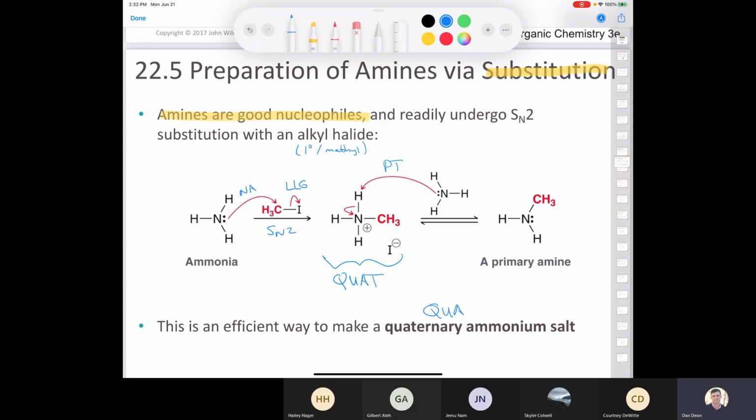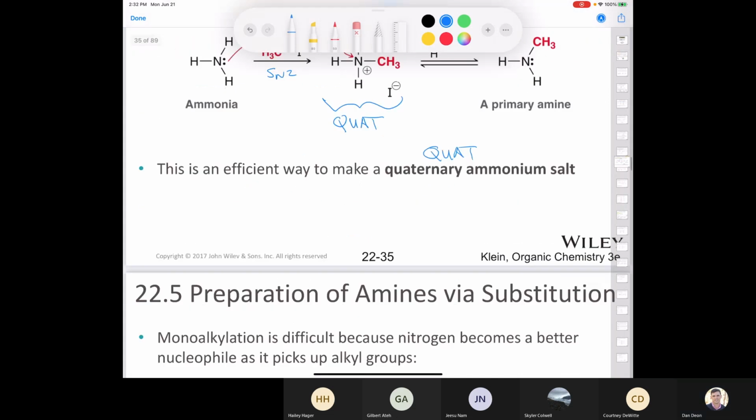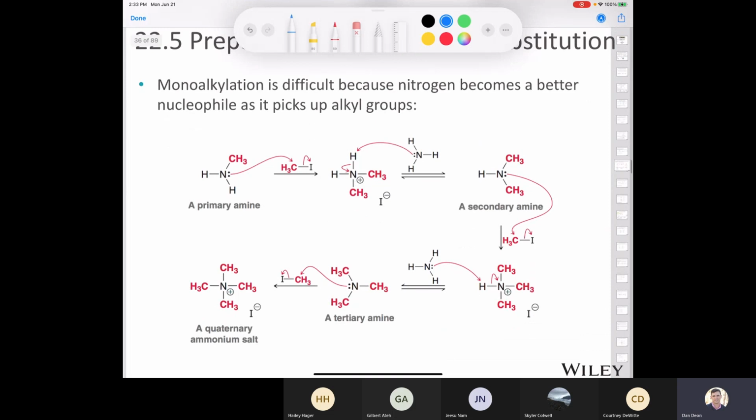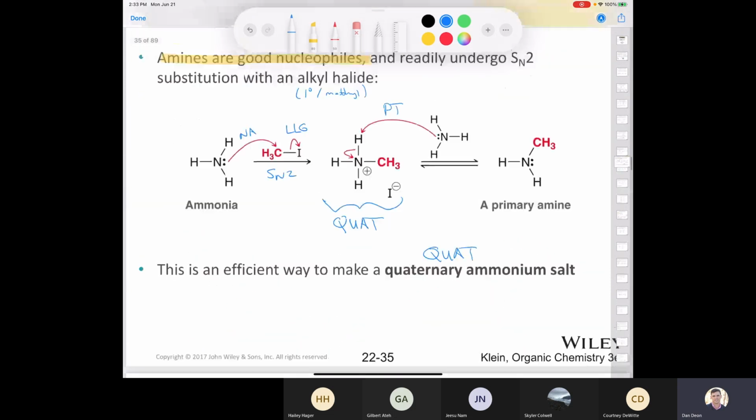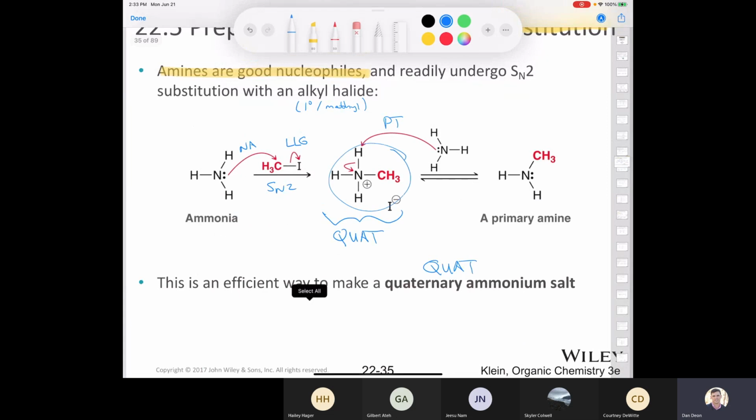Quaternary ammonium salt. But the thing is, if you have an amine like ammonia, and we just saw how to make this compound, didn't we? Okay, and how it can get deprotonated in equilibrium to make the primary amine. But check this out.